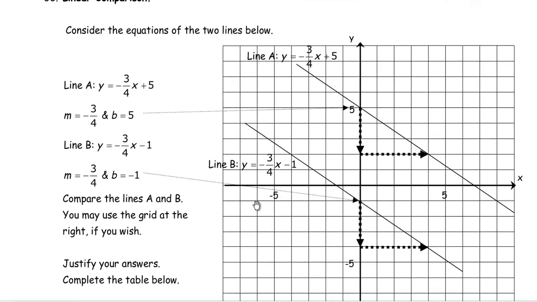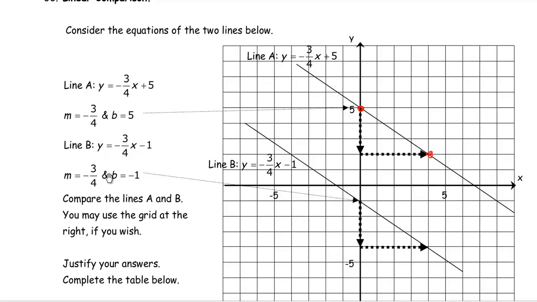So first of all, let's graph the two lines. Y equals negative 3/4 x plus 5. Negative 3/4 is the slope. B is the y-intercept. So we put a dot here at 5. And then if the slope is negative 3/4, that means I'm going to go down 3 and to the right 4. And so there's another point. And so that's why my line would go through these 2 points like this.